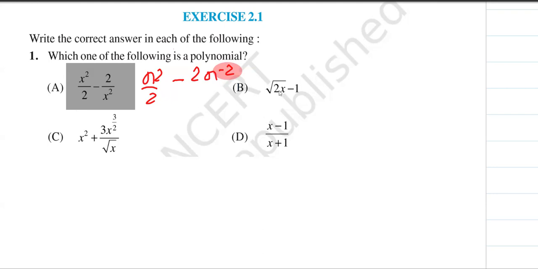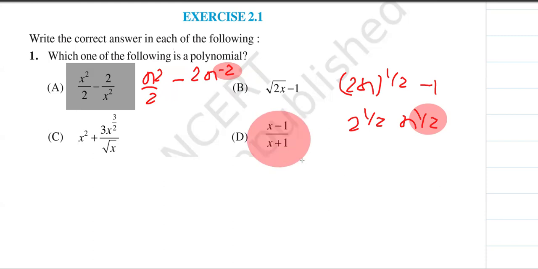Now coming to the second part, if I write this in the standard form, this is actually 2 raised to the power half minus 1. We can write this as 2 raised to the power half and x raised to the power half. Clearly, you can see that here also the variable has a power as a fraction. And as I said, for an algebraic expression to be called a polynomial, the variable must have a power as a whole number. Now, say if I do the D part also, you can see this cannot be written in the standard form, and therefore it's not a polynomial.